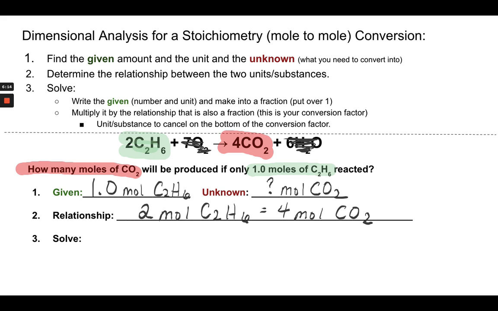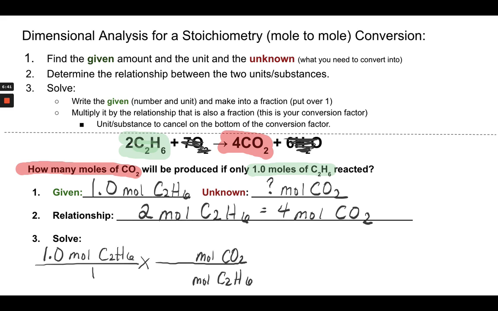Now we have to solve. The first step in solving is to write the given, the number, and everything in the unit and make it a fraction by putting it over 1. Now we multiply it by the relationship that is also a fraction. Make sure that the given unit that you want to cancel out of is on the bottom of this fraction, and make sure that the unknown unit is on the top. If the two units are on opposite sides of the fraction bar, they cancel.